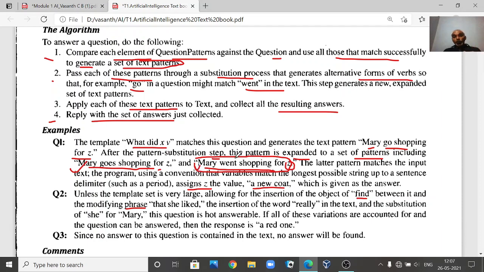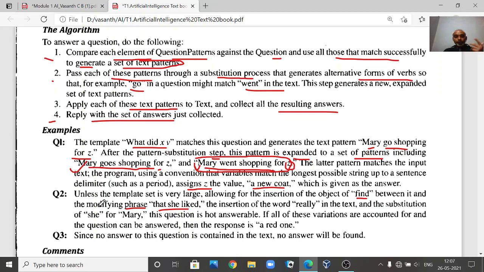Then you generate the alternative forms. You are going to generate the various alternative forms and you try to get the answer. This is how we are trying to do it. So like that, "she liked", or "really she liked", or "she found", all these different alternatives we are going to generate.